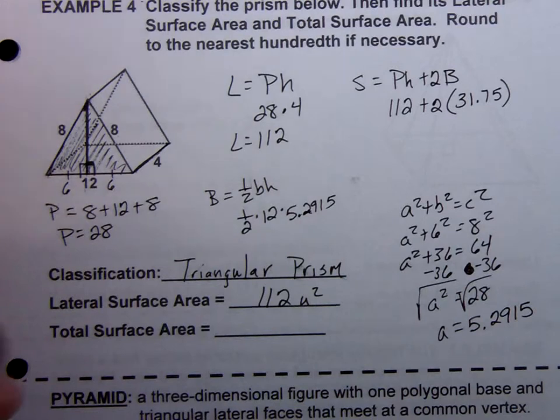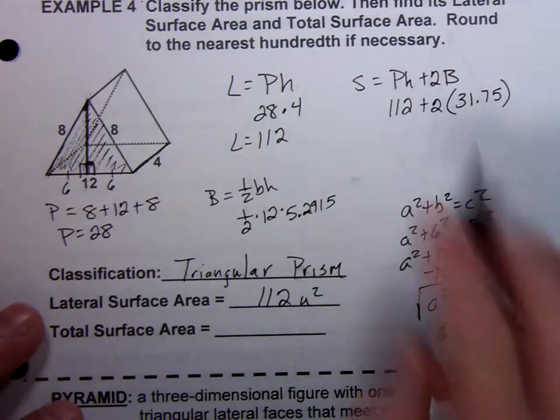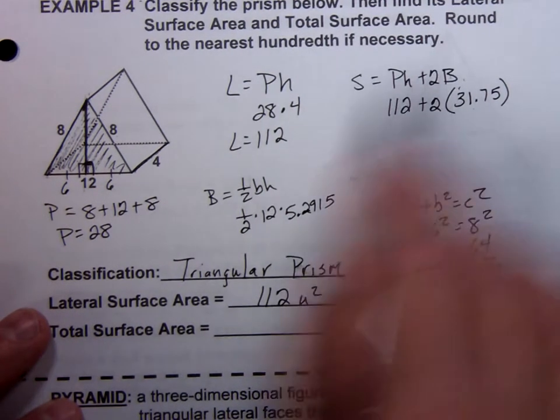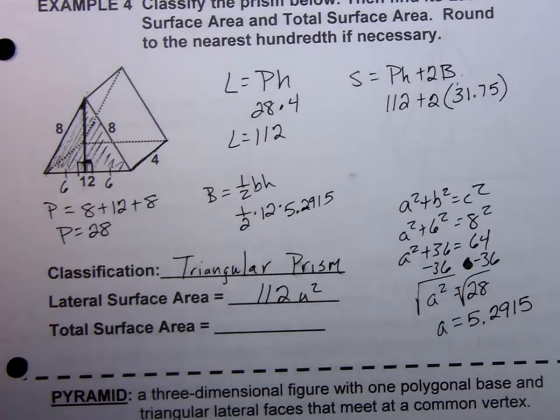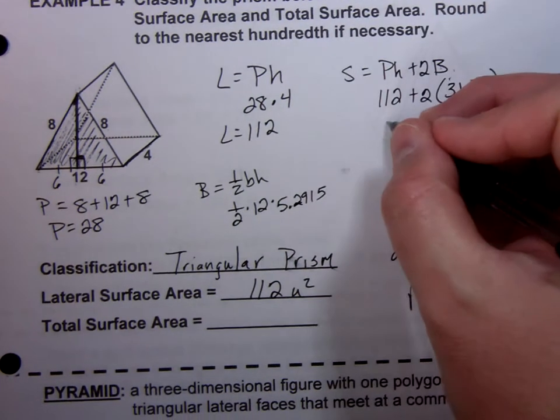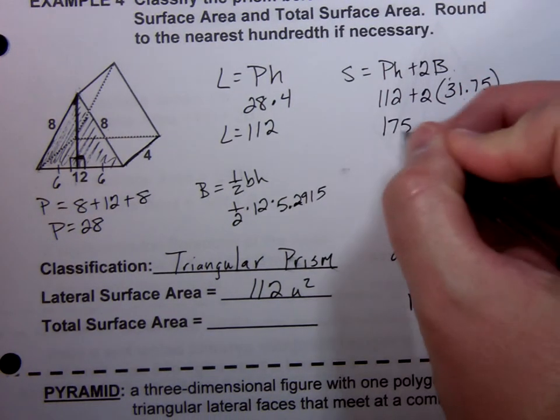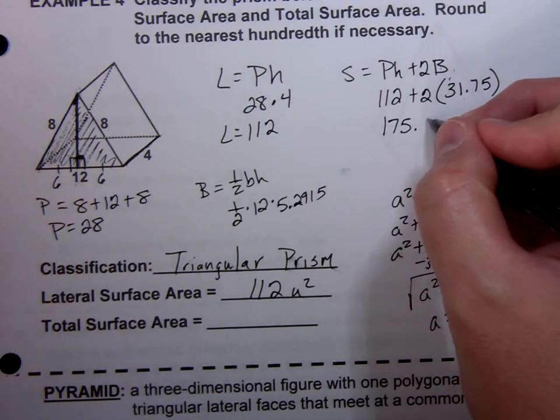Alright, so when I plug that into our formula now, we got the area of the base. Now we can finish this off and find the total surface area. So we got 112 plus 2 times 31.75. And that brings us to 175.5.